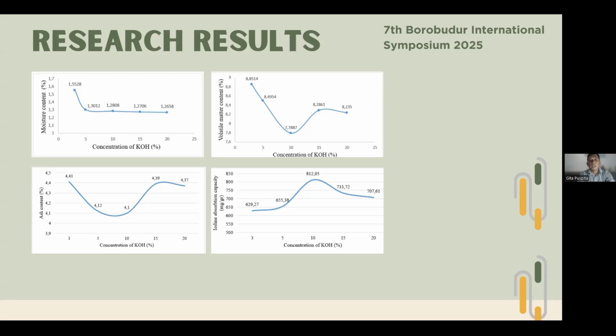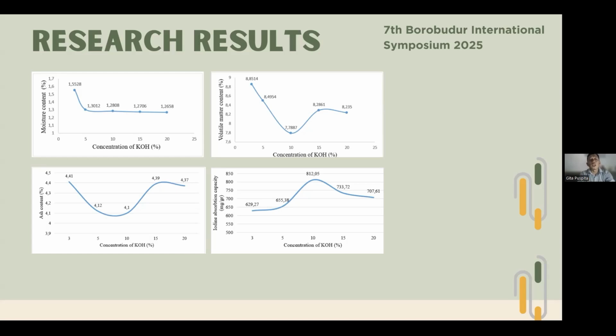optimized. As you can see here on the graphic, increasing the concentration of potassium hydroxide tends to decrease the ash content of activated charcoal. The decrease is observed from a concentration of 3% to the lowest ash content at a concentration of 10%. The reduction in ash content is attributed to the increasing capability of the potassium hydroxide activator to bind and dissolve metal oxides or minerals present in the activated carbon.